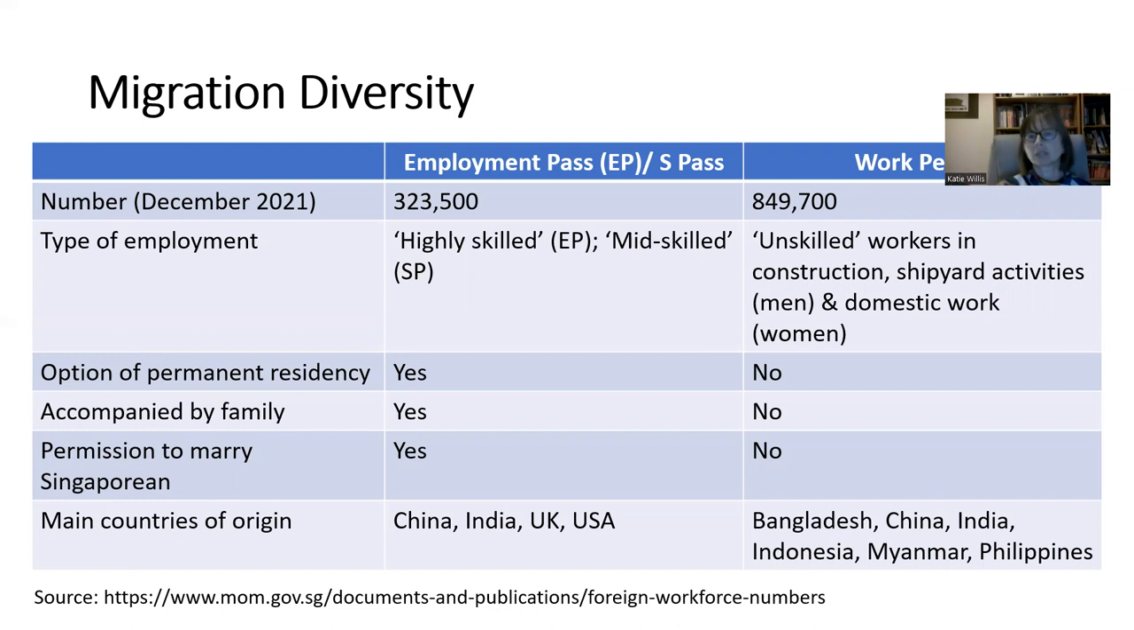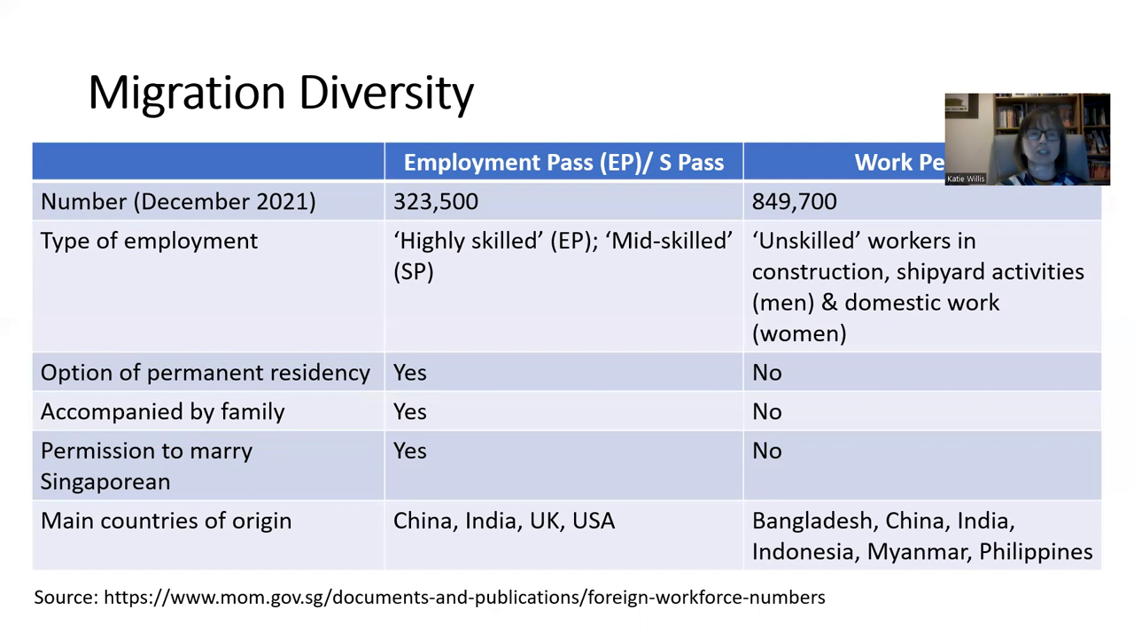According to the Singaporean migration rules, if you are on an employment pass or an S pass, you can apply for permanent residency after some time. You can bring your family with you, so your partner or your children, and you would, if you wanted to, be able to marry a Singaporean. If, however, you're on a work permit, you're not allowed to do any of those things. So we can see that while both sets of migrants may be coming to improve their economic status, have a different kind of quality of life, actually their experiences will be very different depending on the kind of migration status that they have. So again, thinking about migration diversity.